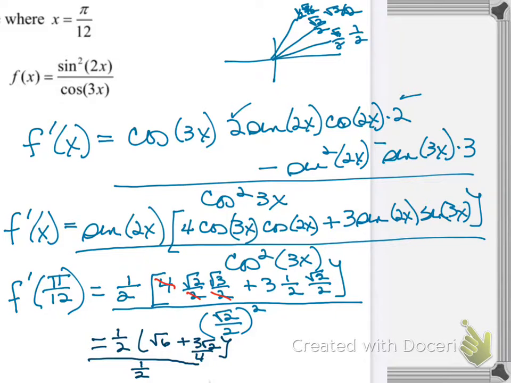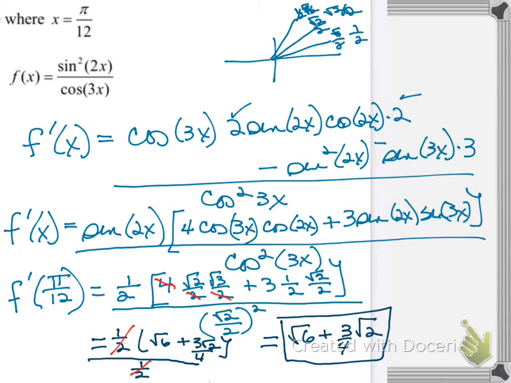Okay, so now these 1/2s can cancel, and I am left with, so this whole thing's going to equal root 6 plus 3/4 root 2. And that is your exact answer. Okay, and that finishes the review.